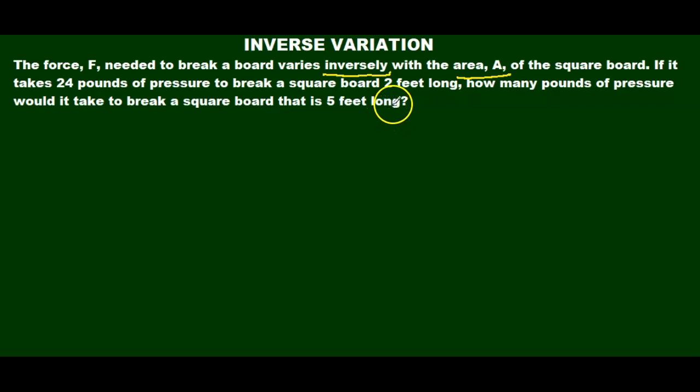So be careful here, because you are given length, but we're talking about inverse variation with areas. I'm going to say let F equal our force and L equal the length of our board. So F equals K, which we don't know, over A, which is what's given. It varies inversely with the area A. But we're given L.